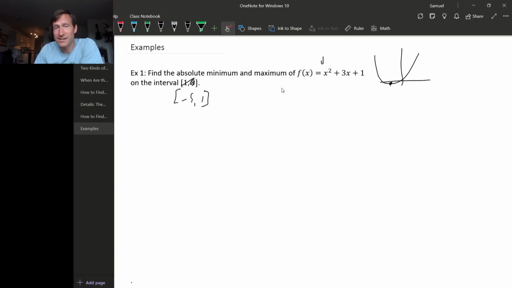So as long as this interval contains the x value of the vertex, then the minimum value we find should be the vertex. And we know the vertex formula, right? Minus b over 2a, so minus 3 over 2. So what we should find is that the minimum value is at minus 3/2. So this is a nice sanity check just to make sure that our method for finding minimums and maximums is actually working. For this example, we should get a minimum at minus 3/2. So let's go ahead and do the calculation.